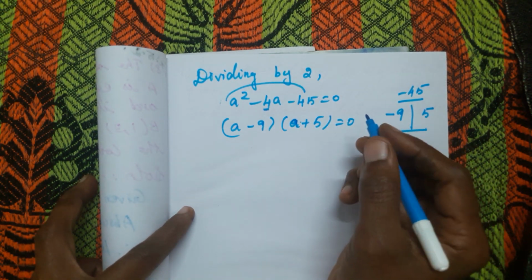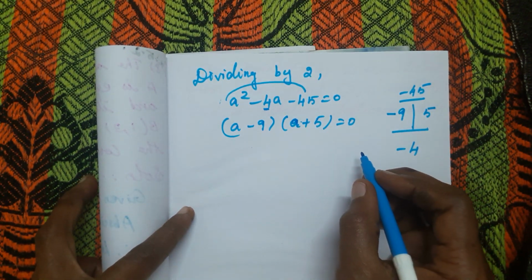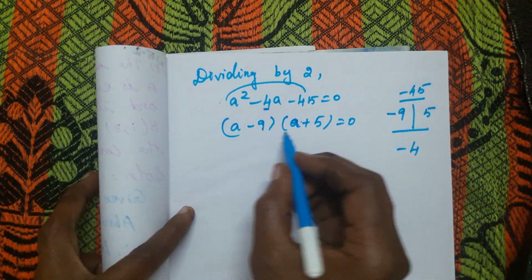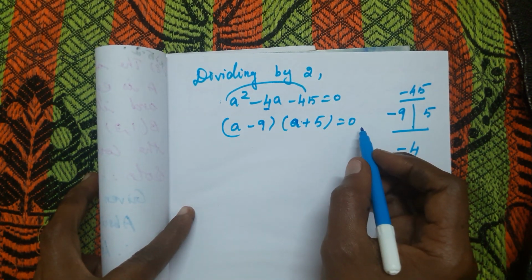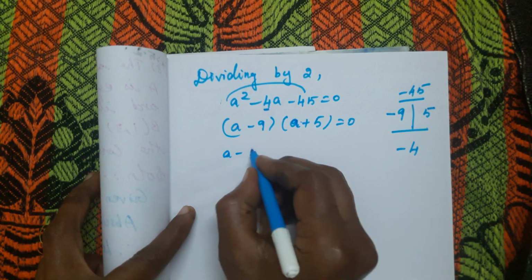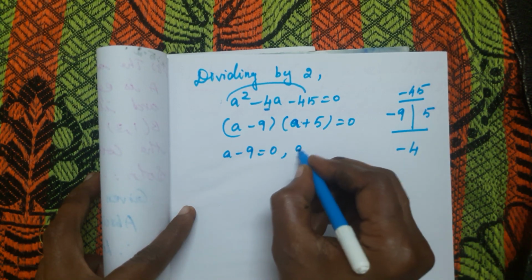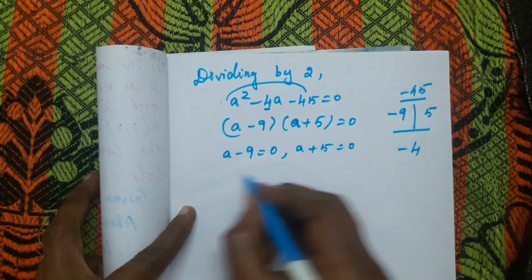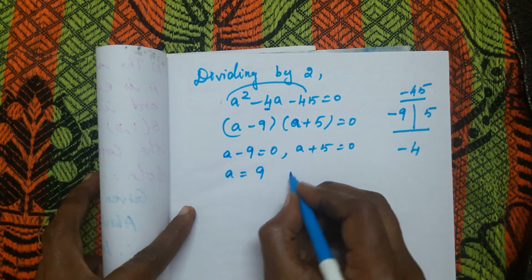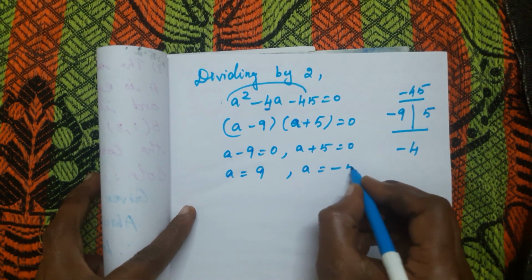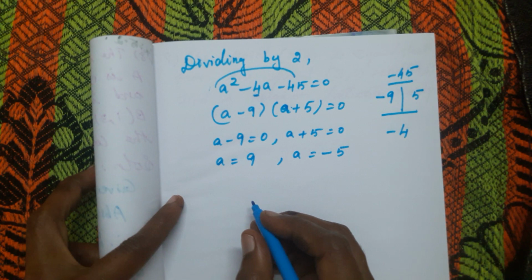In the fifth lesson and the third lesson you have already learned this. (A minus 9) into (A plus 5) is equal to 0. A minus 9 is equal to 0, comma, A plus 5 is equal to 0. A is equal to 9, A is equal to minus 5.